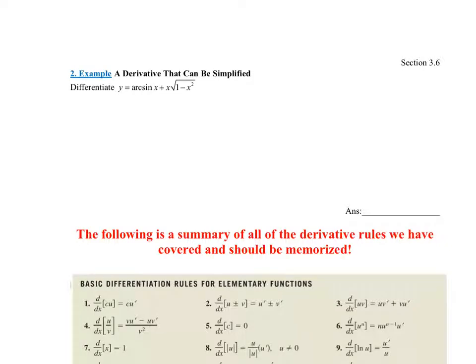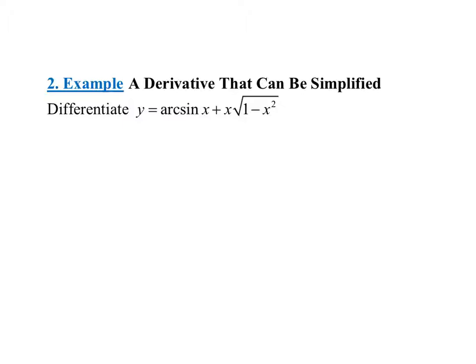Okay, so let's do a problem. This would be a good test problem. This one's going to check your inverse trig functions. It checks your product rule abilities. It checks your chain rule abilities. So a lot going on in one problem. It says differentiate y equals arc sine of x plus x times the square root of 1 minus x squared.